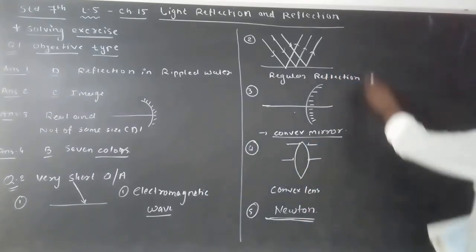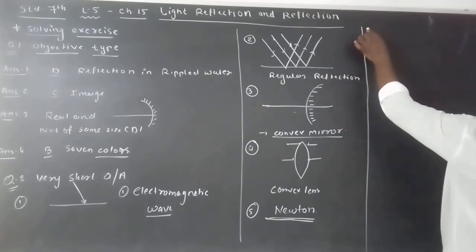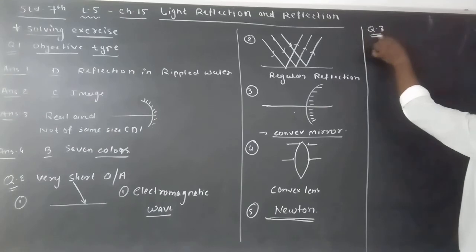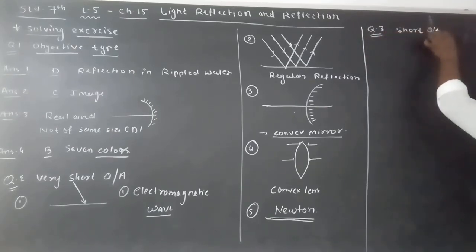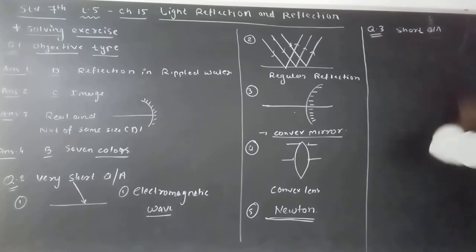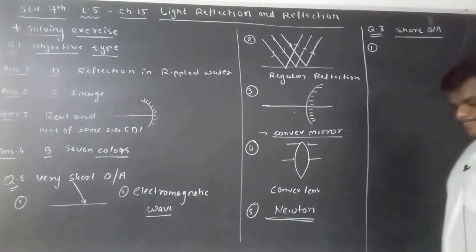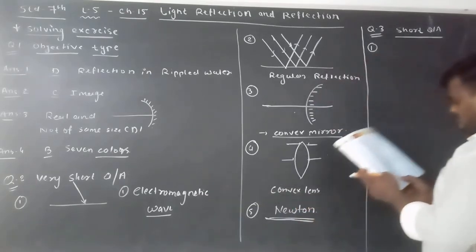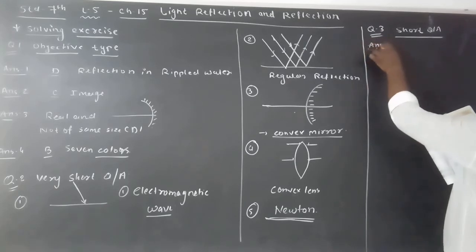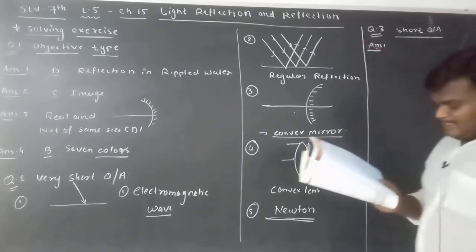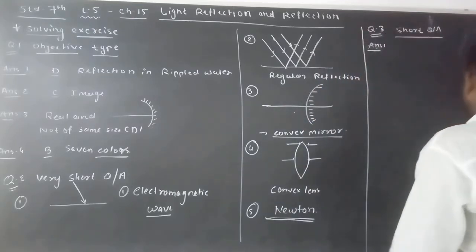Now here question number 3, again short question answers. So what type of questions are given in this session? Let's look. Answer of first question. What is an incident and reflected ray?